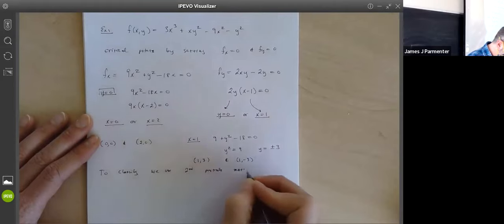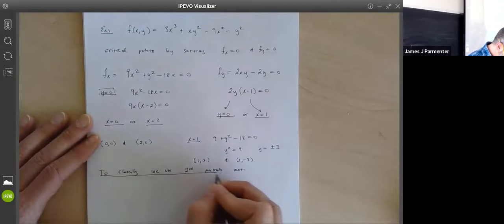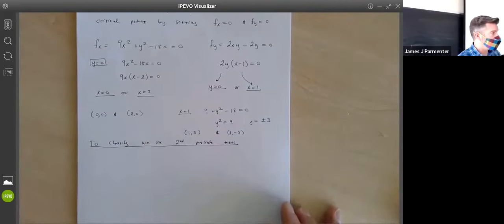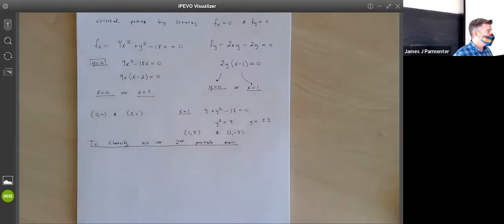So the second partials test is very much like in 21A, the second derivative test for maxima and minima, where you take the second derivative, you plug in your critical point, and if it's positive, that means your function is concave up, so you have a minimum. And if your second derivative is negative at your critical point, your function is concave down, so it's a maximum.